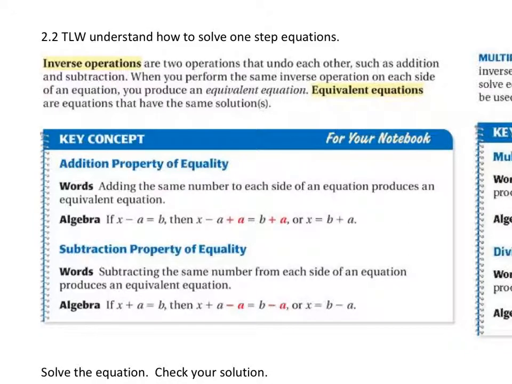Alright guys, today's goal: the learner will understand how to solve one-step equations. Okay, so this is the big thing here. Inverse operations are two operations that undo each other, such as addition and subtraction. When you perform the same inverse operation on each side of the equation, you can produce an equivalent equation. Equivalent equations are equations that have the same solutions.